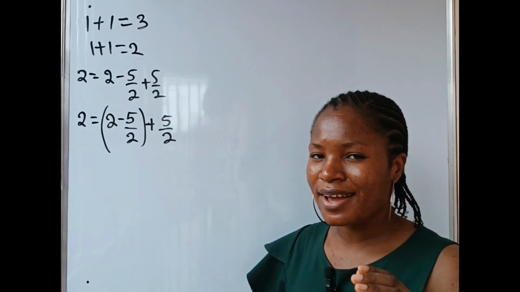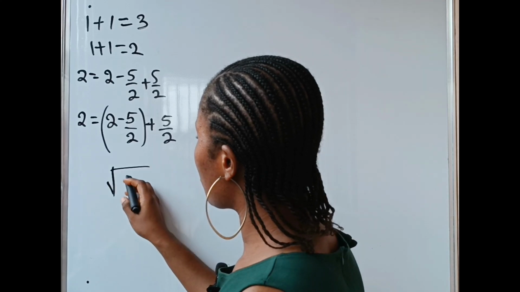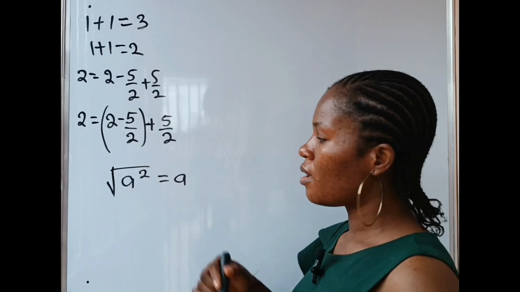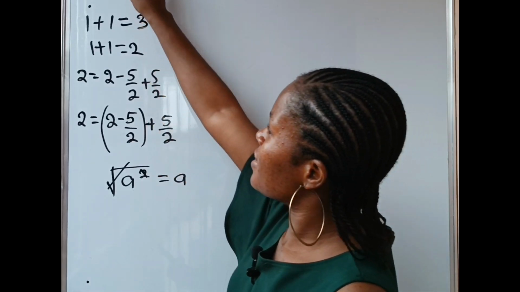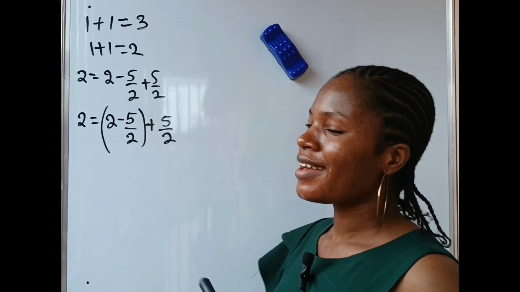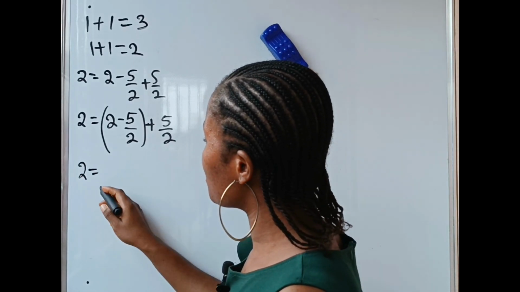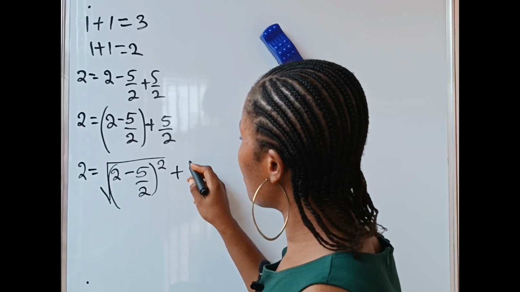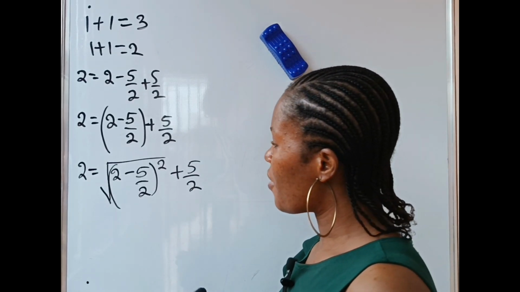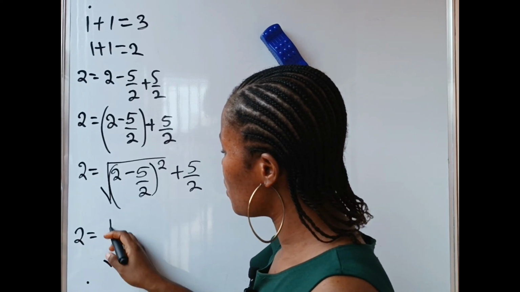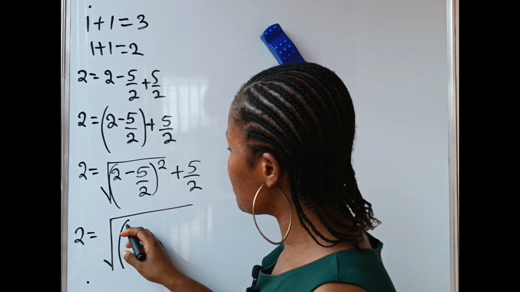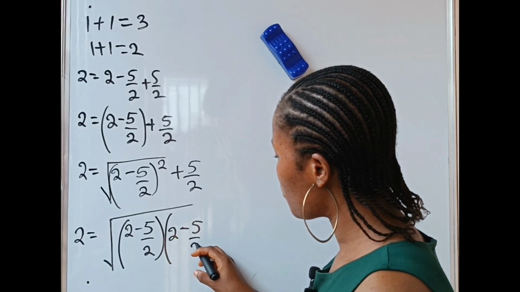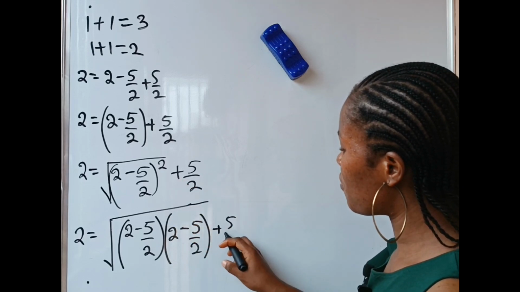All right, I want us to remember that the square root of a squared is equal to a, right? Yes, the square root of a squared is equal to a, because we cancel this and we have a back. If that is the truth, then it is right for me to write that 2 is equal to the square root of 2 minus 5 over 2 squared, plus 5 over 2. Okay, now 2 is equal to the square root of, this is the same thing as 2 minus 5 over 2 multiplied by 2 minus 5 over 2, plus 5 over 2.